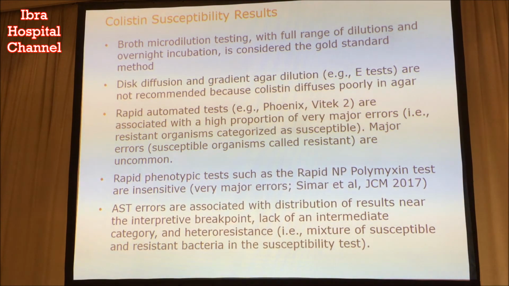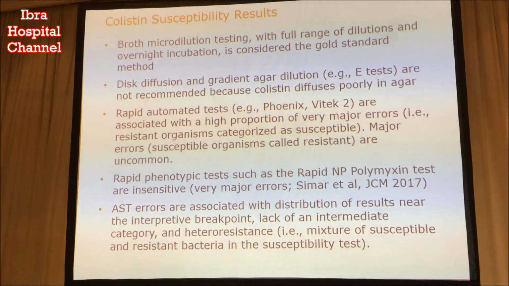bioMérieux with the Vitek 2 has the exact same problem. And so currently, both CLSI and EUCAST recommend that the only test that can be performed for colistin testing is the broth microdilution test. I would say the one caveat to that, at least in our experience with Phoenix, is that you run the test. If it says it's resistant, it's truly resistant. If it's said to be susceptible, then it has to be confirmed. And molecular testing in this case does not work well.